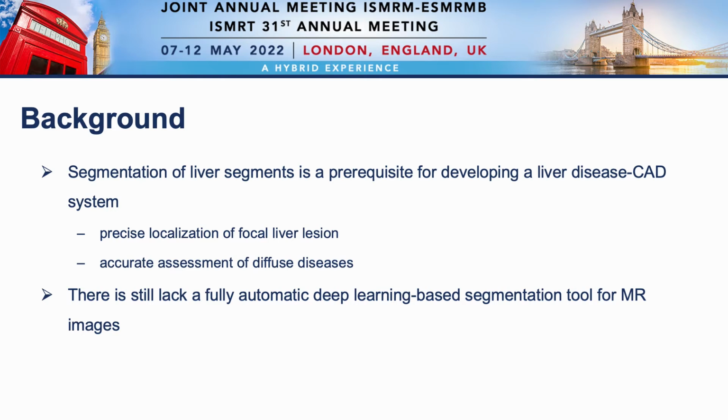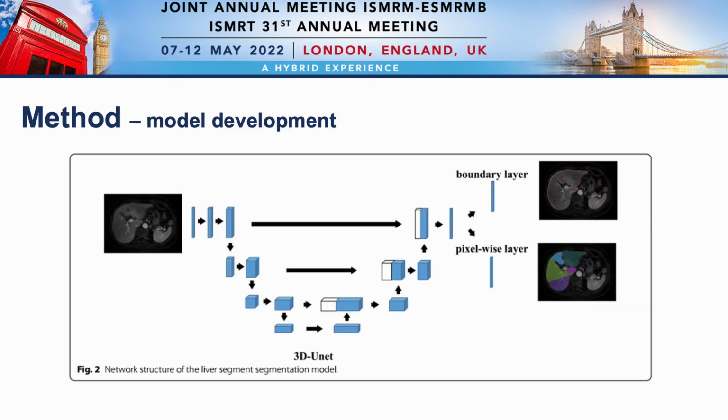Briefly, to summarize my research background: segmentation of liver segments is a prerequisite for developing a liver disease CAD system, which is essential to precisely localize the focal liver lesions and give accurate assessment of diffuse disease. Based on past literature review, there is still an absence of a fully automatic segmentation tool based on deep learning technique for MR images. The aim of my study is to develop and validate a 3D convolutional neural network model for automatic liver segmentation on MR images.